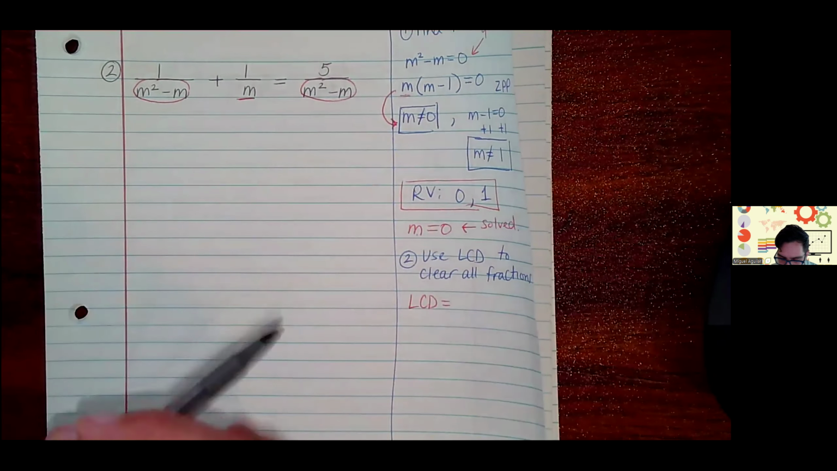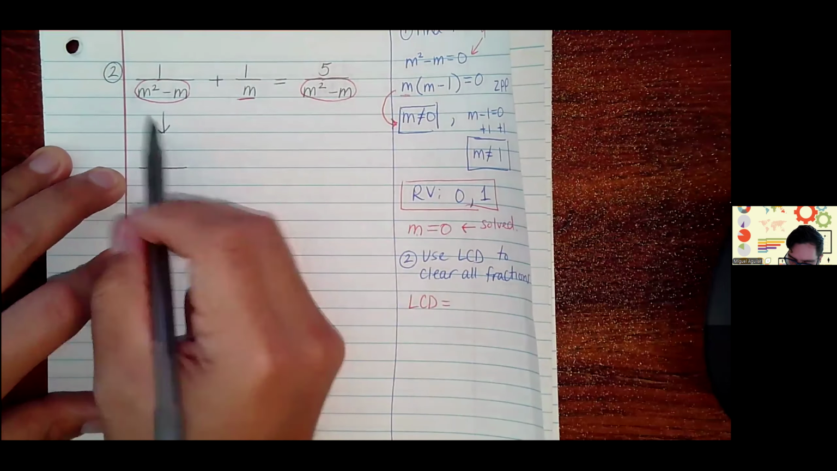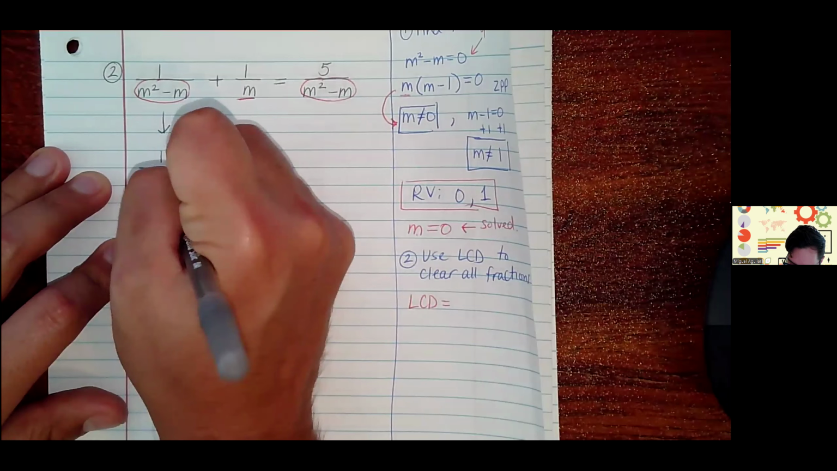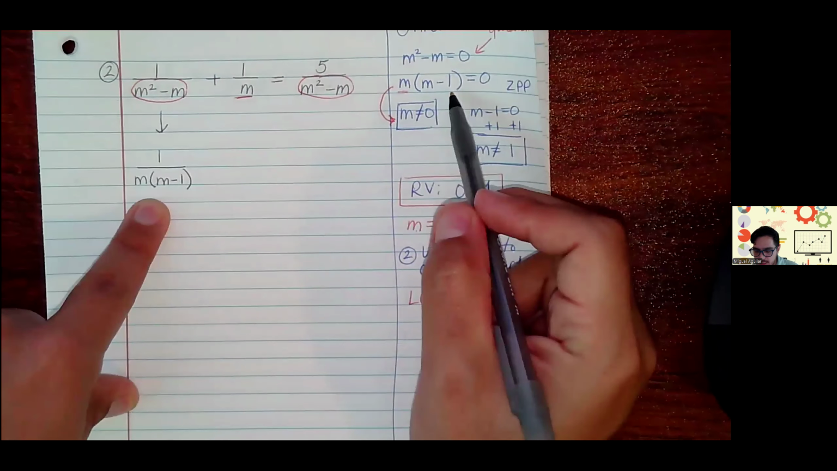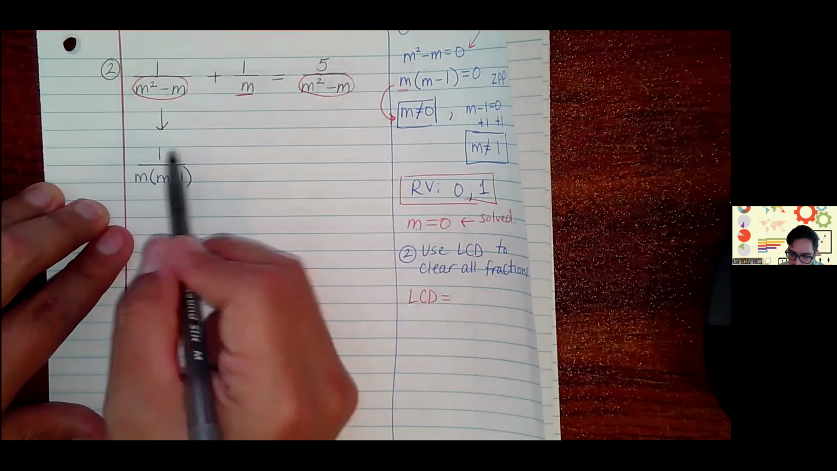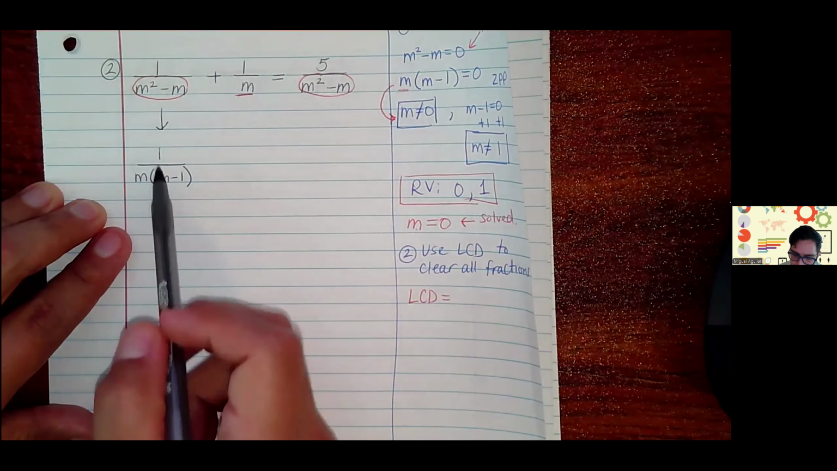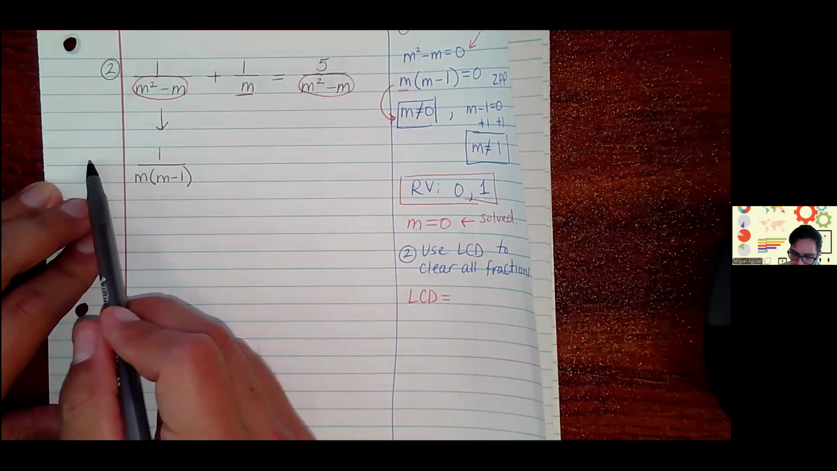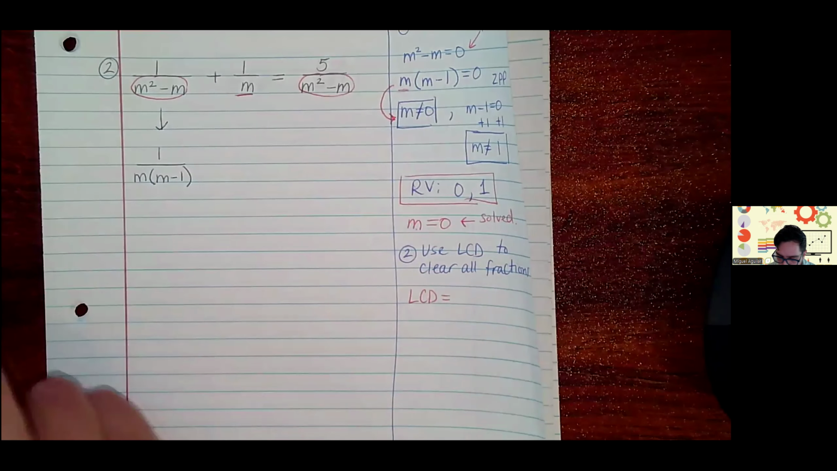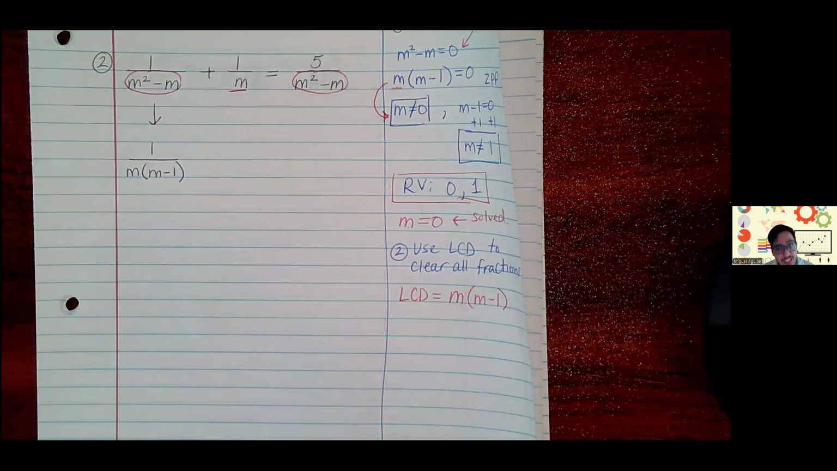Maybe the easiest way to identify the LCD is if we look at each of these terms. I have 1 over m squared minus m. In factored form, I'm going to put that as m times m minus 1. We factored it earlier to find the restricted values, but it's going to be really easy to see what we need to multiply this first term by to cancel out those factors in the denominator. In order to cancel out an m, we need to multiply by a factor of m. And to cancel out this m minus 1, we need to multiply this term by an m minus 1. So if we need to multiply by an m and an m minus 1, that's exactly what we're going to do.